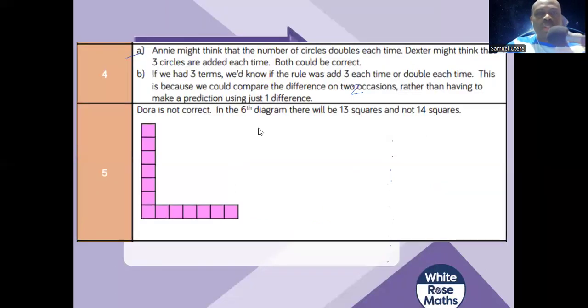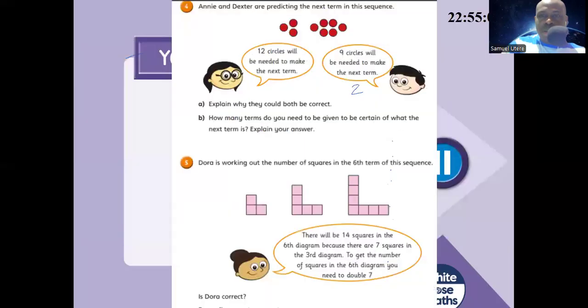Okay, so Dora is not correct. In the 6th diagram, there will be 13 squares and not 14 squares. How do we know? We can see here we have 3 squares. Here we now have 5 squares. 1, 2, 3, 4, 5.